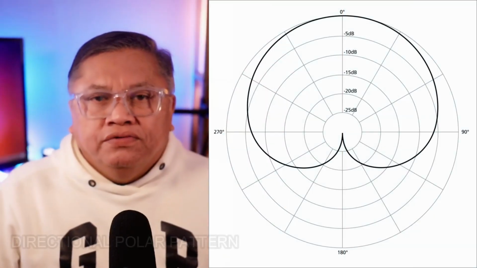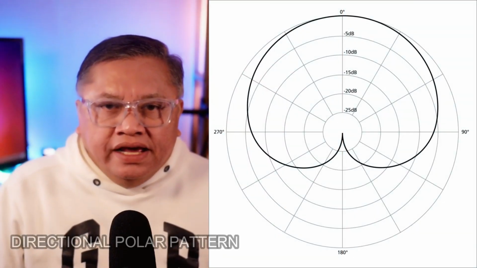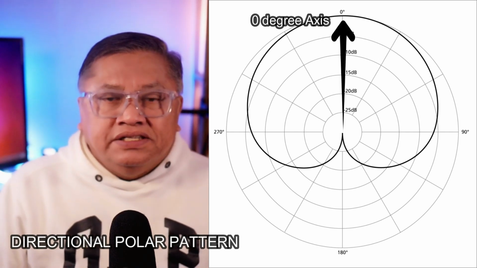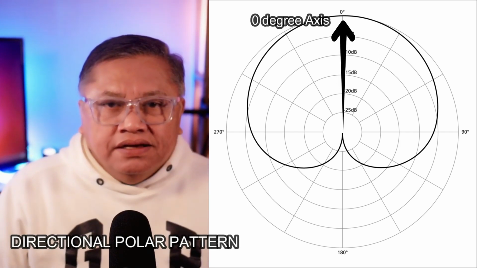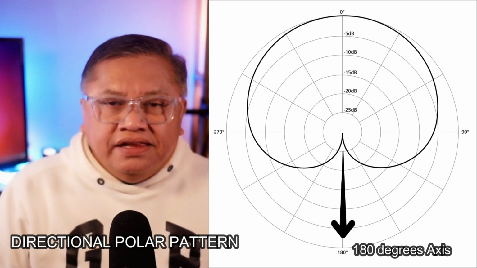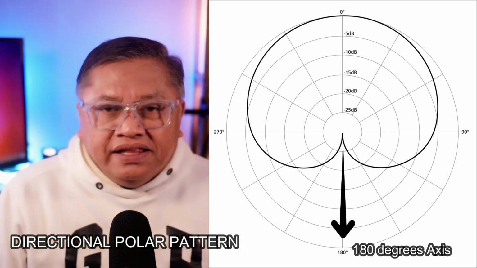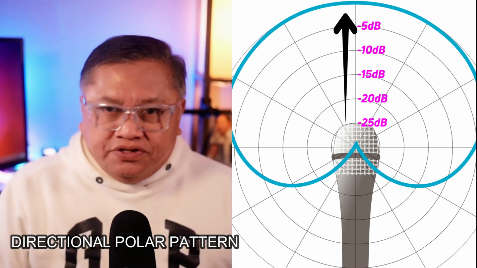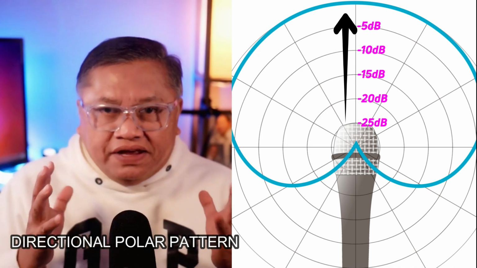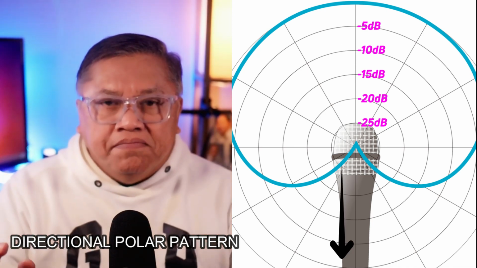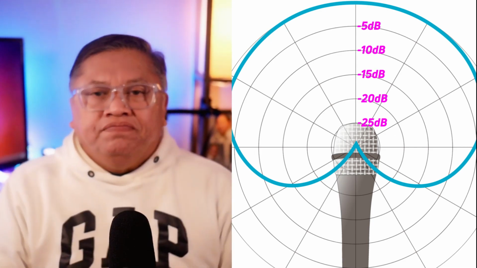A microphone with a directional polar pattern is most sensitive to sound waves coming from the 0 degrees axis, but rejects the sound waves coming from the 180 degrees axis. To make that very simple, this microphone is at its best to capture sound waves that are in front of it, but rejects the sound waves that are at the back of this microphone.